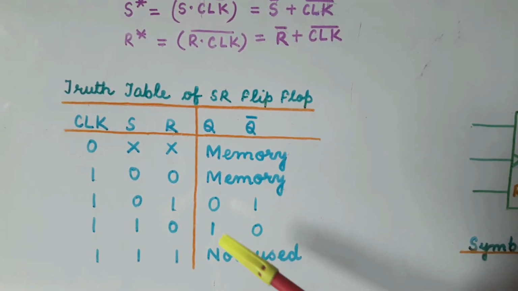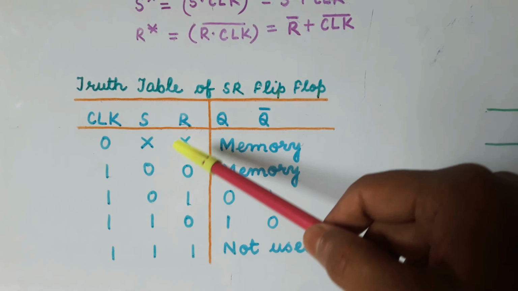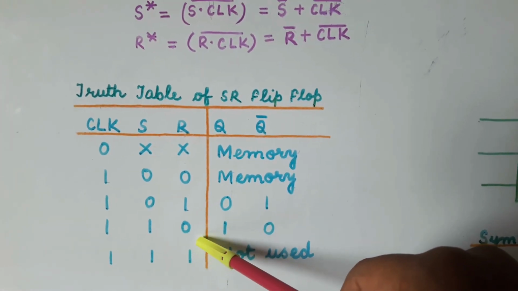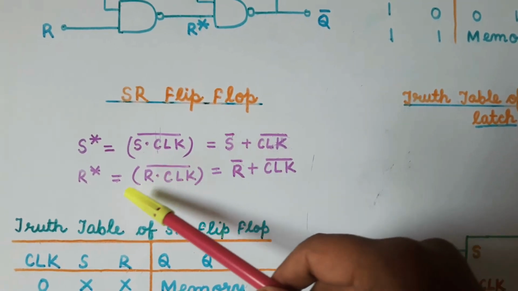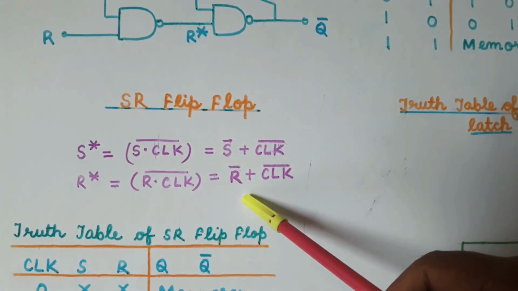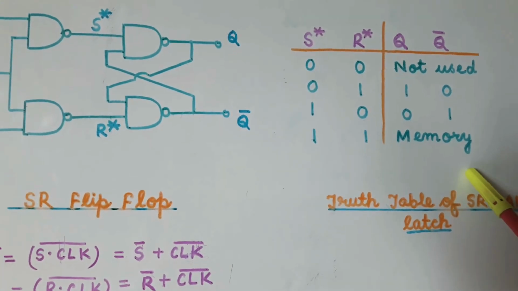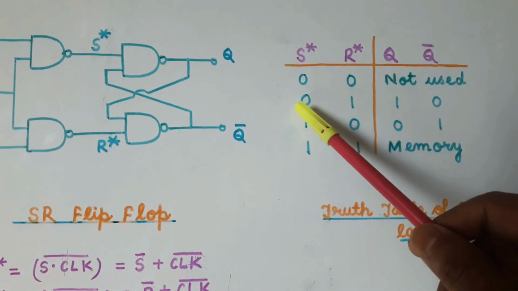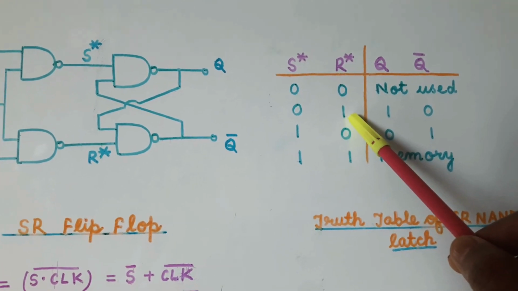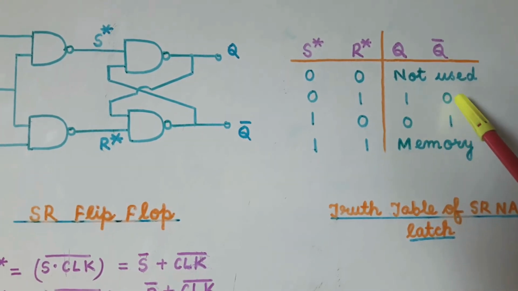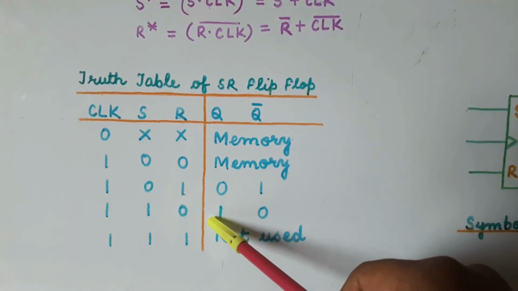Now let us see for the next case, that is when the clock is high, the value of S is 1 and the value of R is 0. So in this case, the value of S star will be 0 and the value of R star will be 1. Again, from the truth table of the SR NAND latch, we find that when the value of S star is 0 and the value of R star is 1, then we are getting the outputs as 1 and 0. So in this case, we will get the output as 1 and 0.